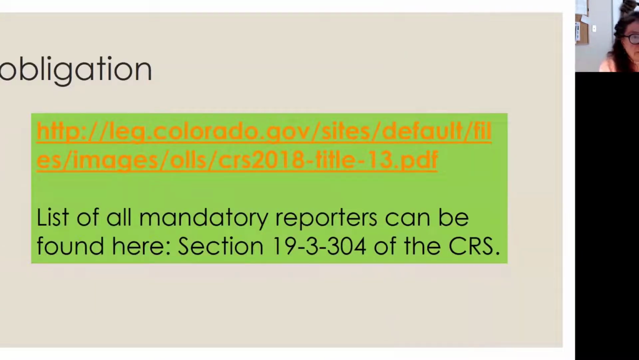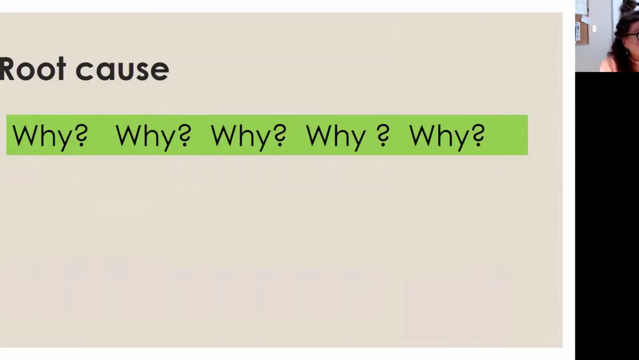So you have an obligation, and if you want to know if you're part of the professional obligation, you can go to this website and the state statute and look to see if you're on the list. And like I said, it's been expanded 3 times. Pretty much everybody that deals with older adults is on the list.